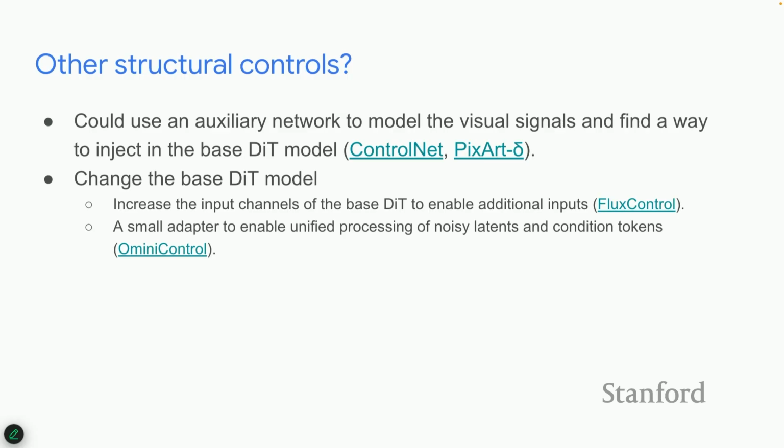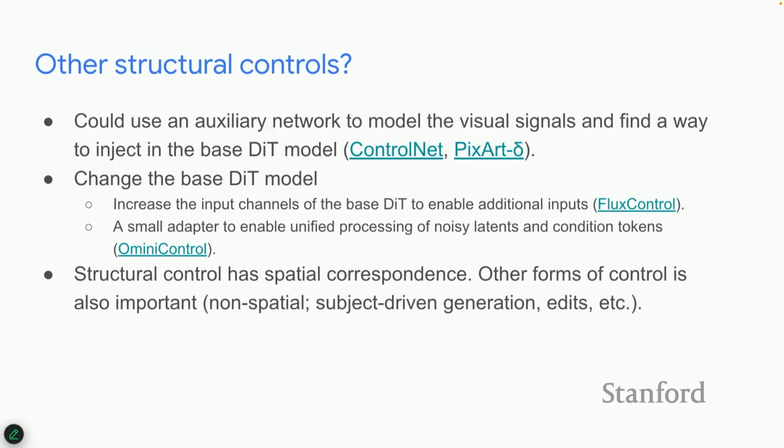And also one important call out here is structural control will always have spatial correspondence, but other tasks like subject-driven generation or image edits, they may not have direct spatial correspondence. So what do we do in those cases? And this is again an active area of research.